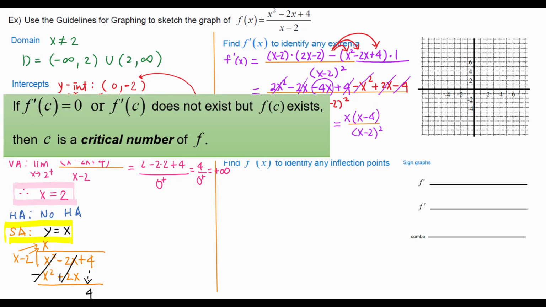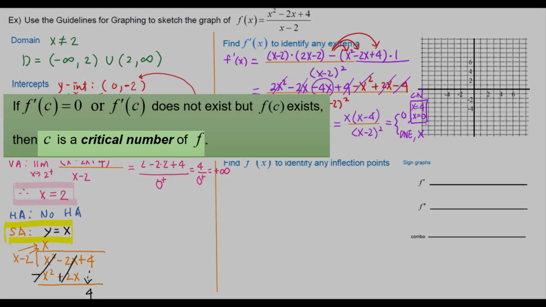So when is this f prime ever 0? My f prime is 0 when the numerator is 0 and the denominator is not 0. And my numerator is 0 when x equals 0 or x equals 4. So these are my critical numbers. How about, is f prime ever undefined for some x where f is defined? My f prime is undefined if x was 2, but if you go back to the original function, f is also undefined at 2. So that 2 is not a critical number.